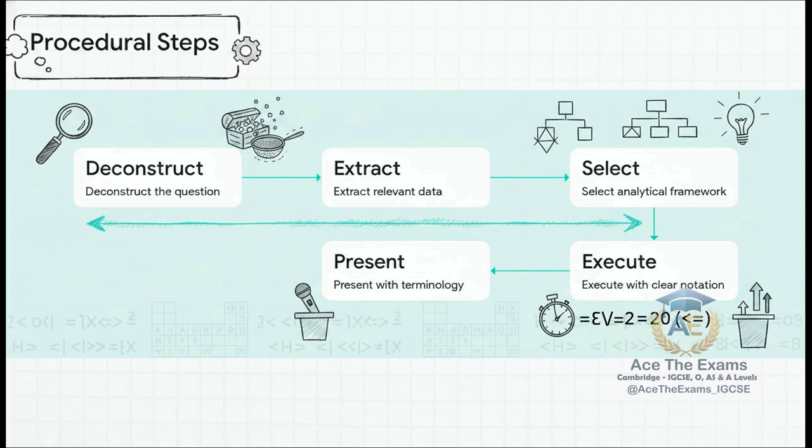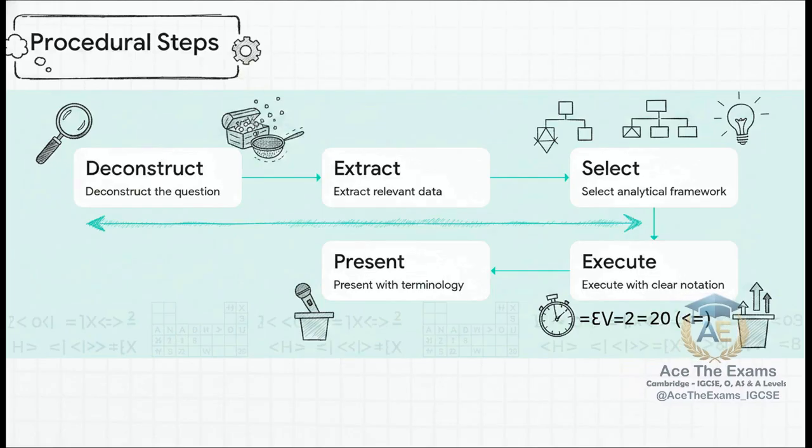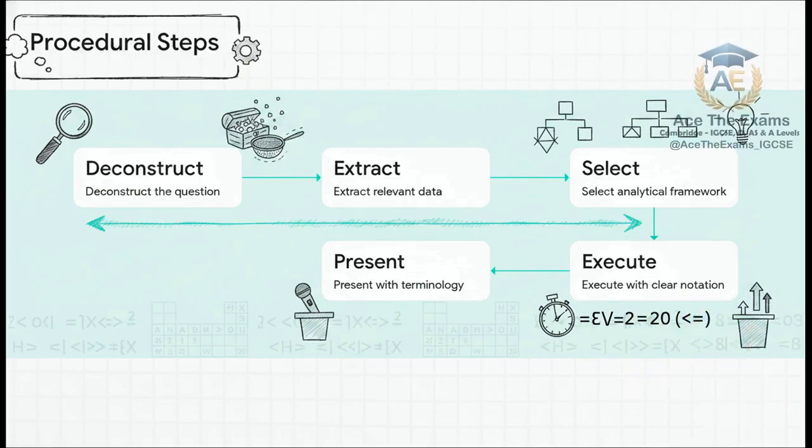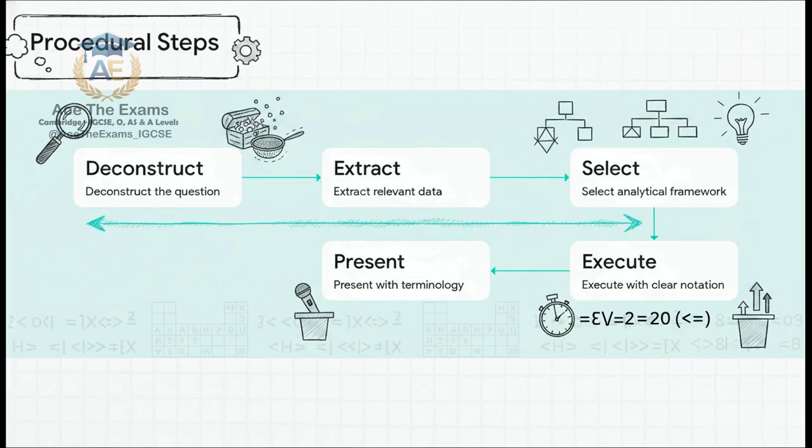Step 4. Execute with clear notation. Don't use messy scribbles, use standard Cambridge logic notation. And Step 5. Present with correct terminology. Call it a Boolean expression, not just a math formula. If you skip even one of these steps, you are leaving easy marks on the table.